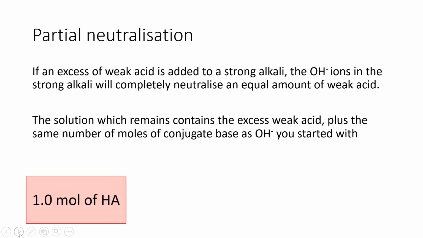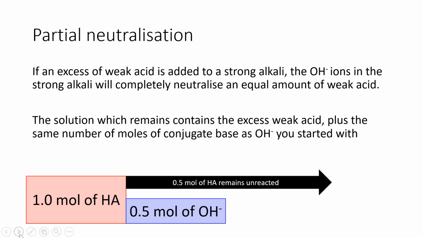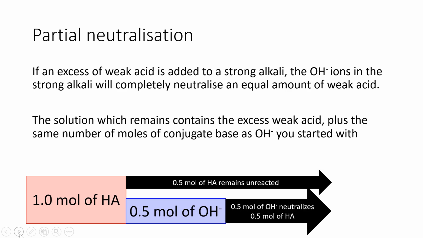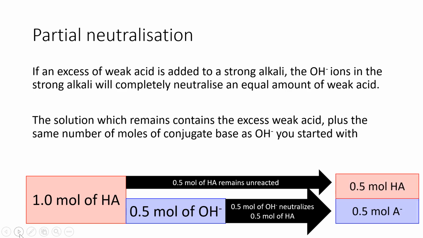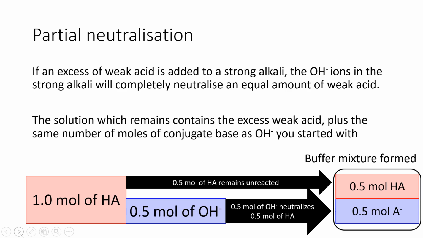So let's take HA as our weak acid. H+ will be the protons that are dissociated and A- will be the conjugate base. So if we react that with 0.5 moles of OH-, 0.5 moles of the original HA will remain unreacted. But the other half of the HA will react with OH- fully to make A-, or the sodium salt in this case if it's sodium hydroxide for example, and there'll be some unreacted HA left behind. This mixture is now called a buffer mixture.